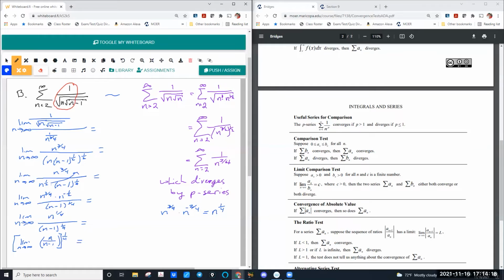Well, you could do this with L'Hopital's. The derivative just would be 1 over 1. Or you could say, hey, I've got n to the first over n to the first as far as lead terms. This is going to go to the ratio of their coefficients, which is 1. So this equals 1 to the 1/4, or 1, which is a non-zero constant. We compared it to a divergent series. So our series, 1 over square root of n times square root of n minus 1, diverges by the limit comparison test.